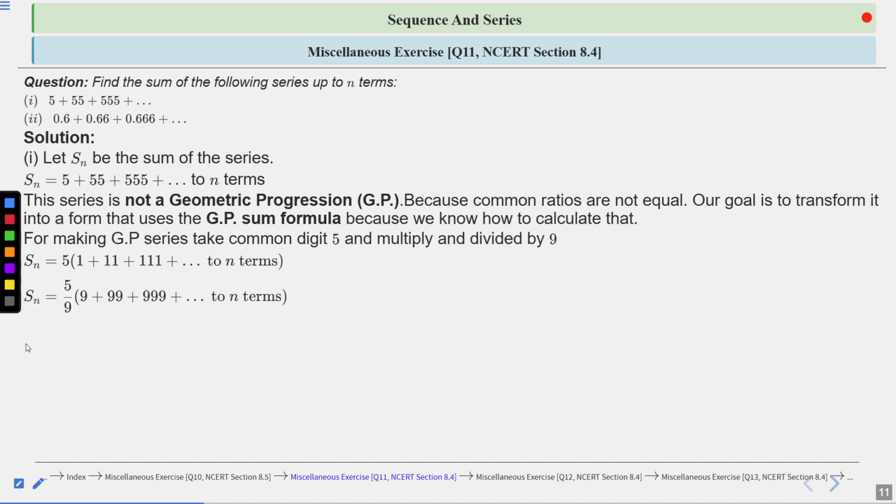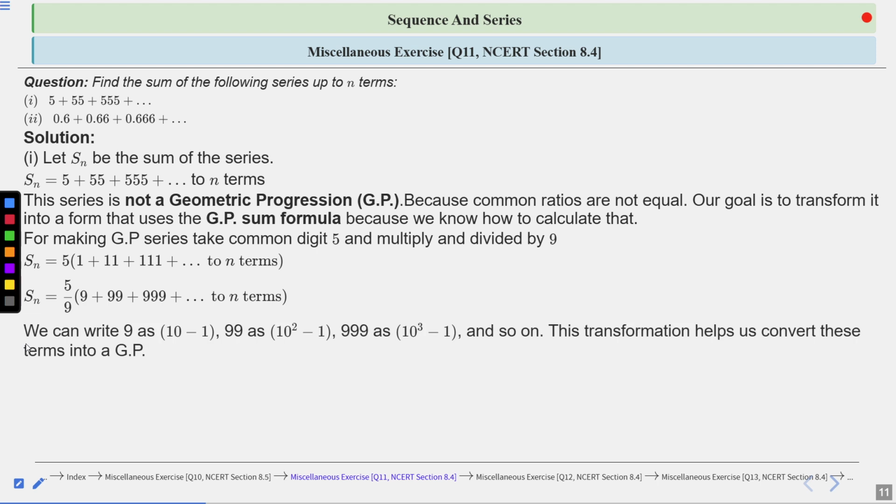So Sn will be 5, now divide by 9 and multiply by 9. So it will be 5 upon 9 into 9 plus 99 plus 999 up to n terms, right? We can write 9 as 10 minus 1, 99 as 10 square minus 1, 999 as 10 cube minus 1, and so on. This transformation helps us convert these terms into a geometric progression GP. So Sn will be equal to 5 upon 9 times 10 minus 1 plus 10 square minus 1 plus 10 cube minus 1 up to n terms, right?